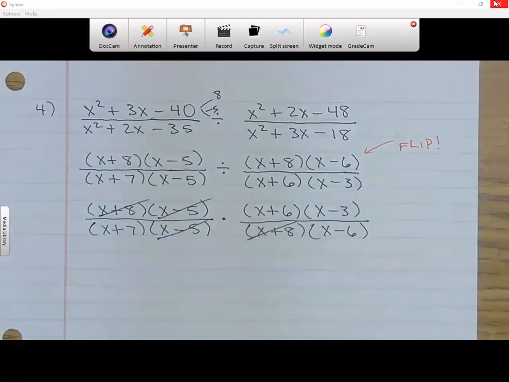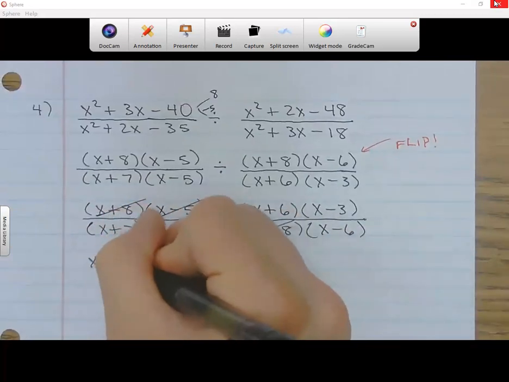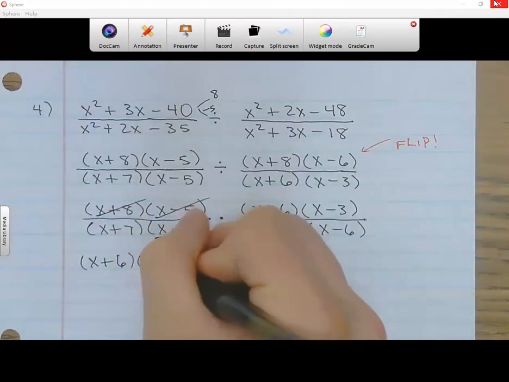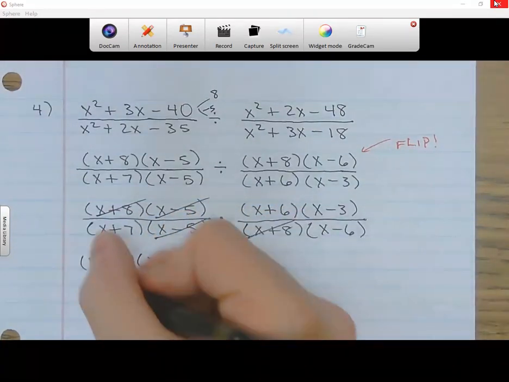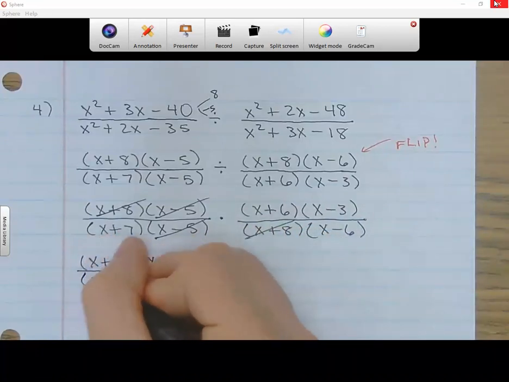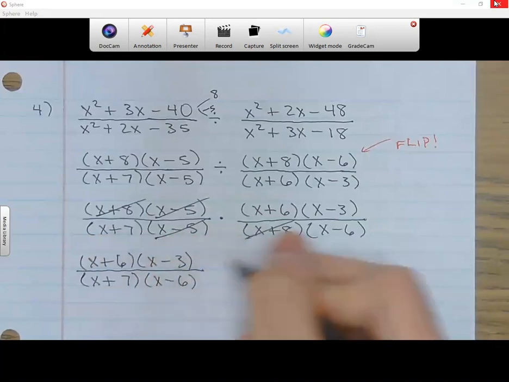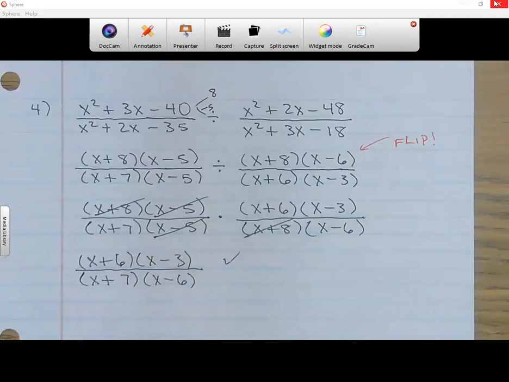So what do we have on the top? We have x plus 6 times x minus 3. And on the bottom, what do I have? I have x plus 7 then x minus 6, and I'm done. There's nothing else that I can cancel out. The factors have to be the same to cancel them out. So the x plus 6 is not the same thing as the x minus 6. Okay, those are two different things. All right.